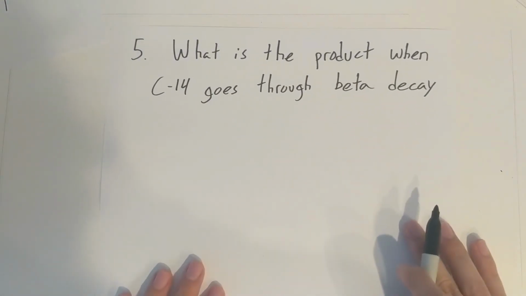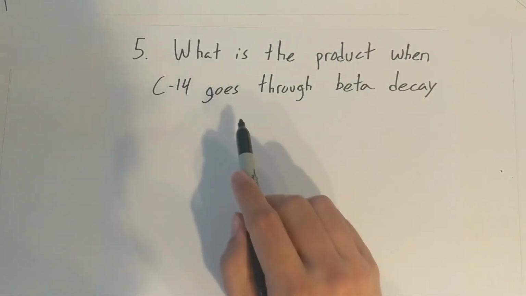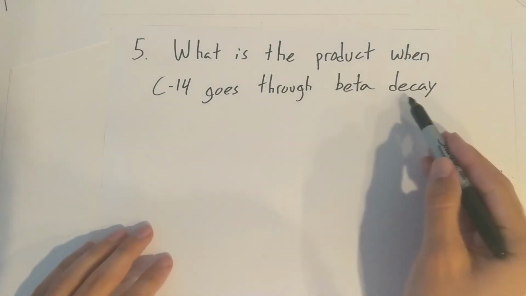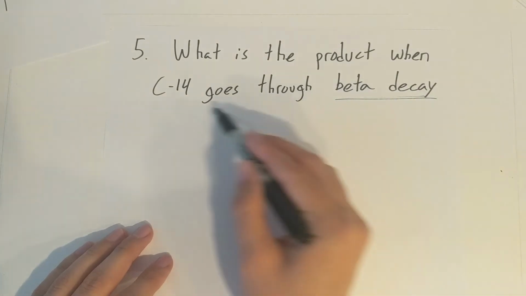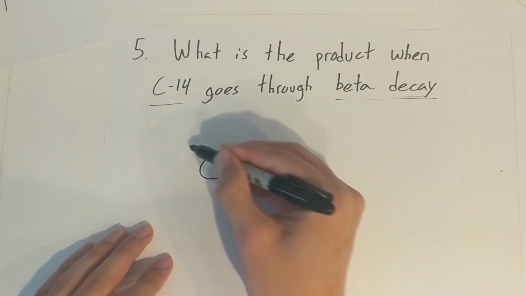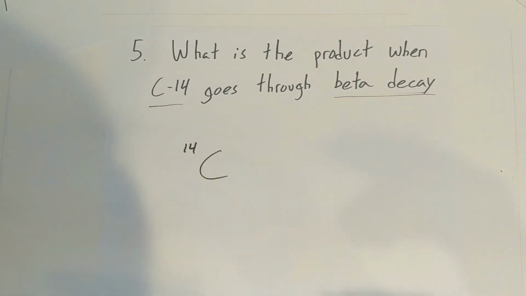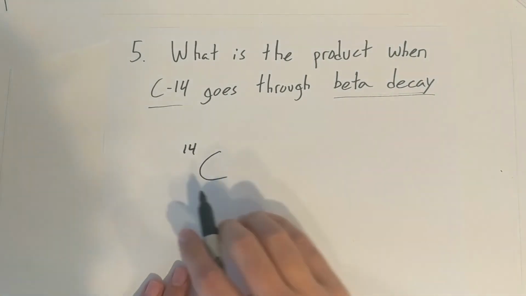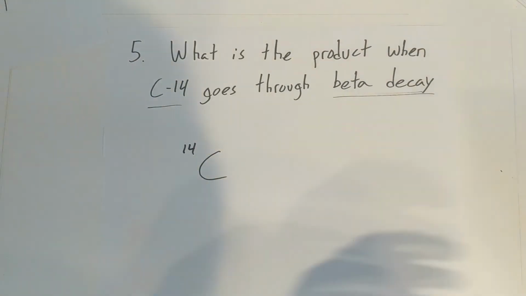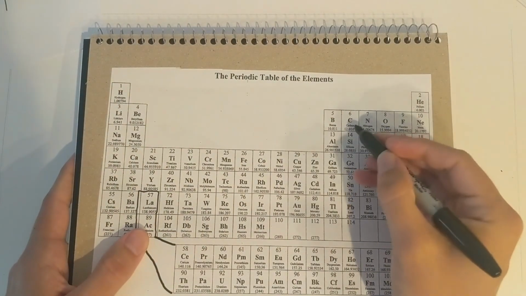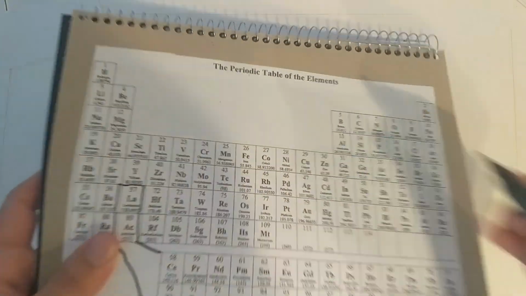And we got one last question to go over. What is the product when carbon-14 goes through beta decay? So we know it's beta decay. And we start with carbon-14. So carbon-14 goes on what we start with. And we should have this memorized by now, but if you don't, we could look at the periodic table. And our atomic number for carbon is 6. So if you need to review it, carbon, atomic number is 6.